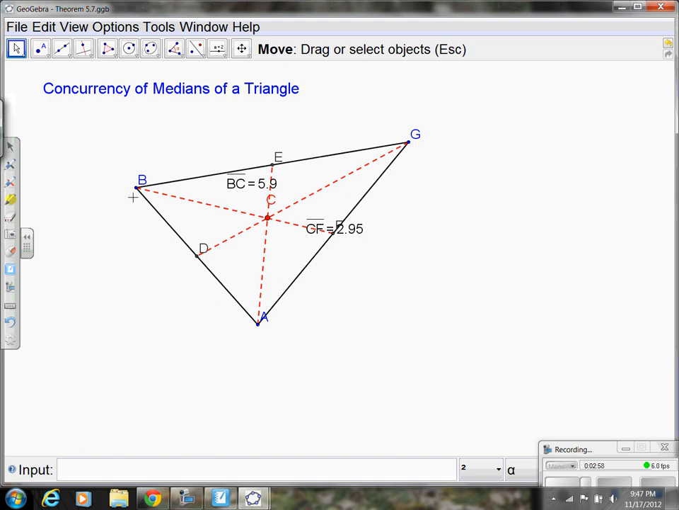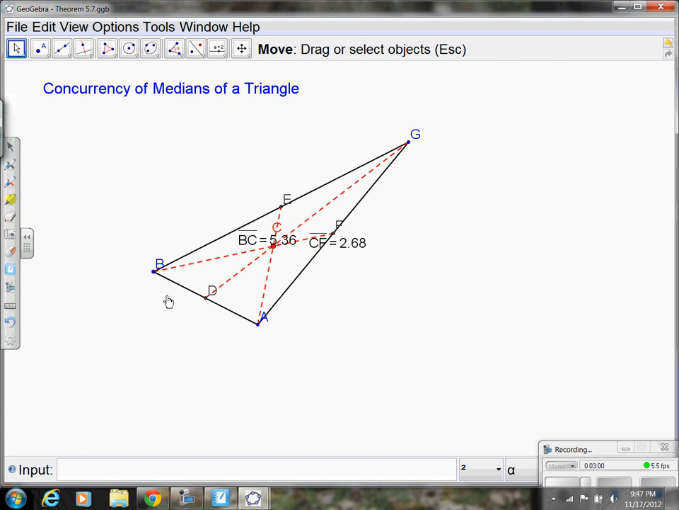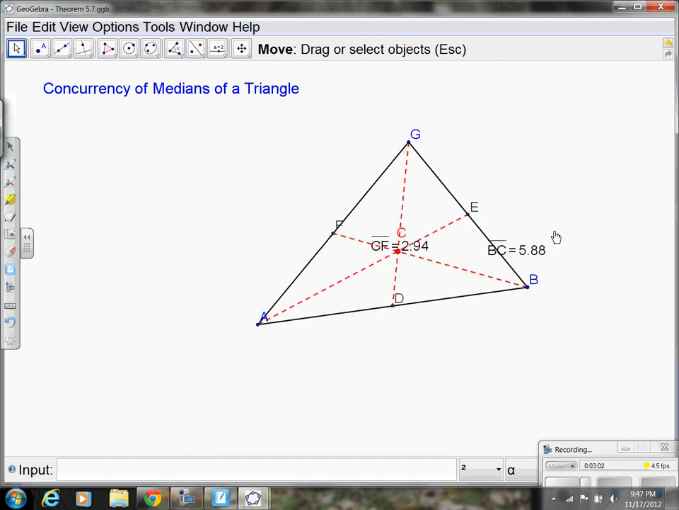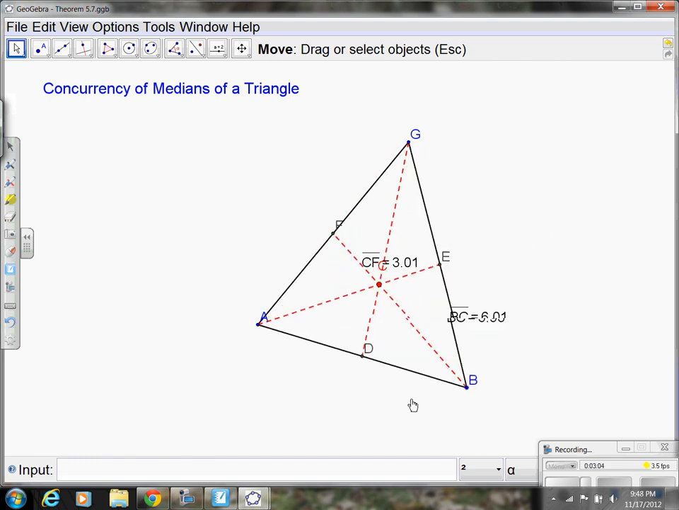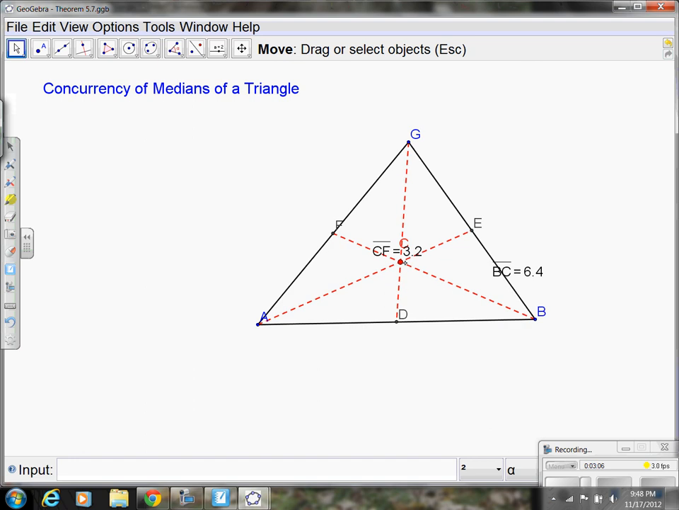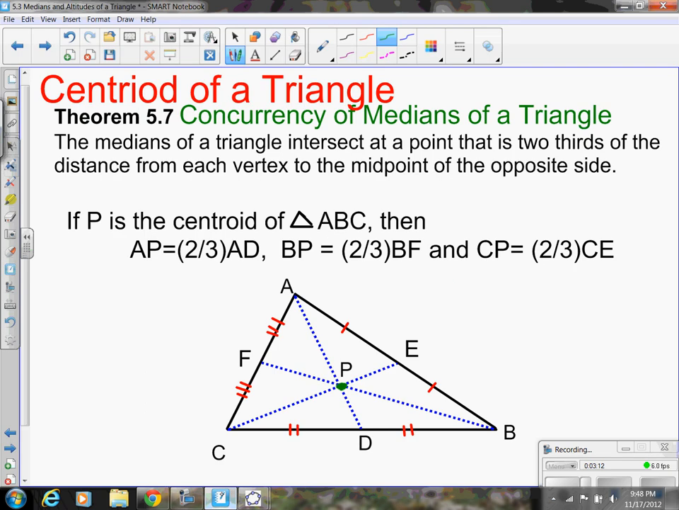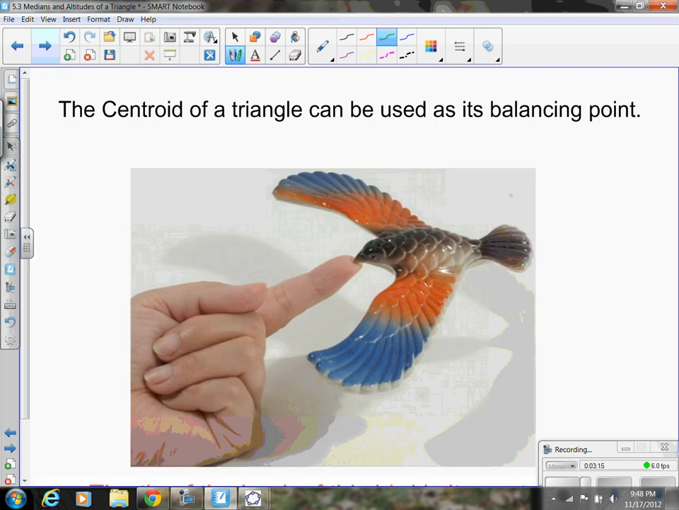Okay, so that is the medians. Notice the medians of a triangle are always on the inside, that point of concurrency. And we call that point of concurrency the centroid. The centroid is the balancing point of the triangle. And in this case, the centroid of this bird is that balancing point.